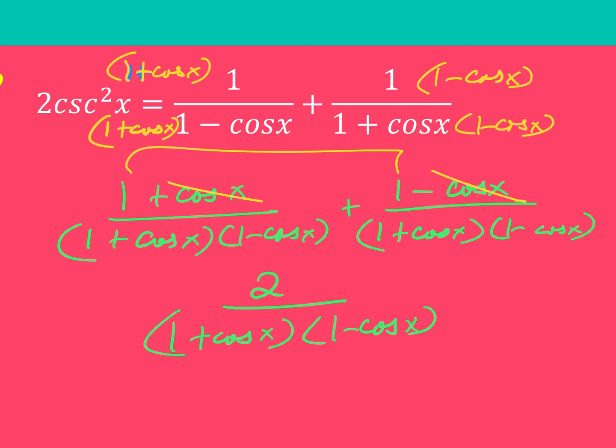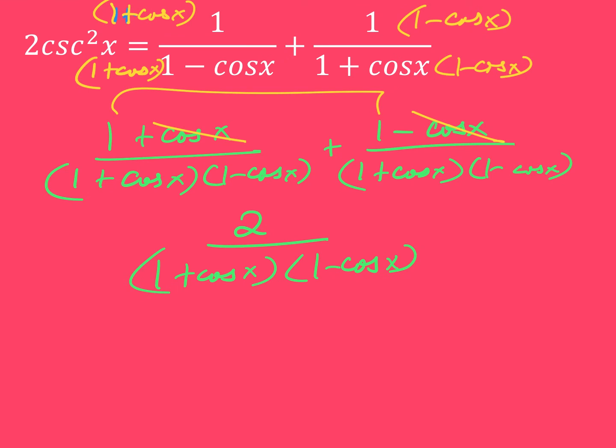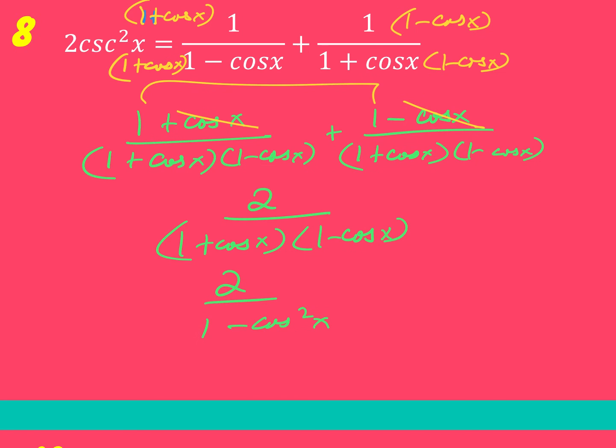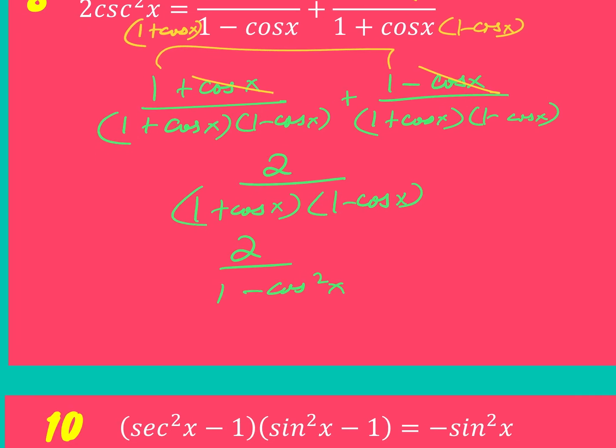I'm going to FOIL the bottom, just like I did before. Again, my outer and inner are going to cancel, so I'm just really doing first and last. So this becomes 1 minus cosine squared x. And again, I need it to be cosecant. So I'm going to use my same Pythagorean identity. I'm going to replace this with sine squared. So it'll become 2 over sine squared x.